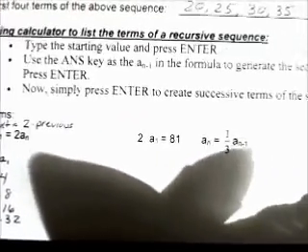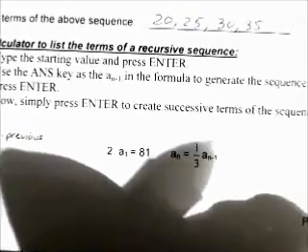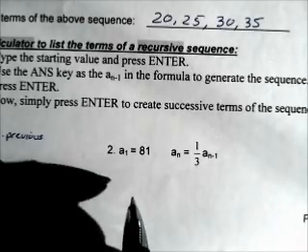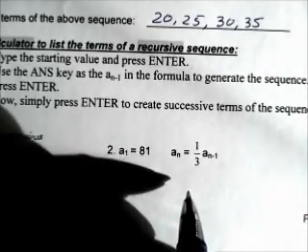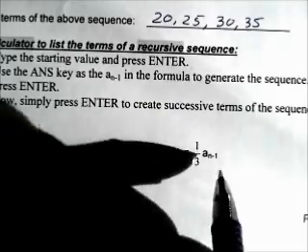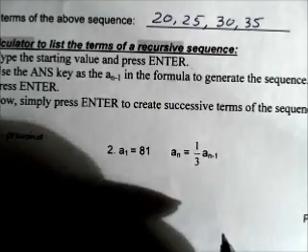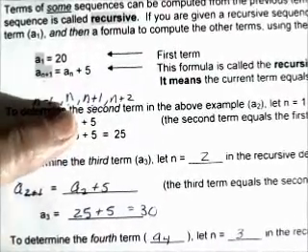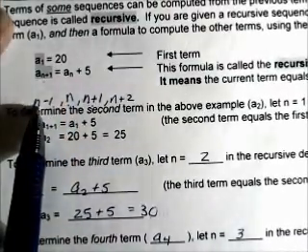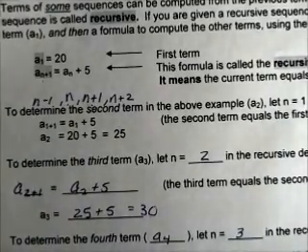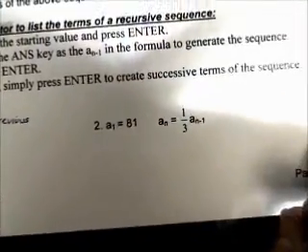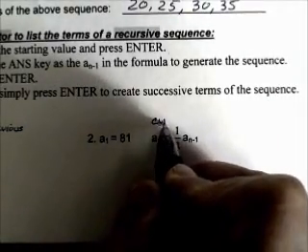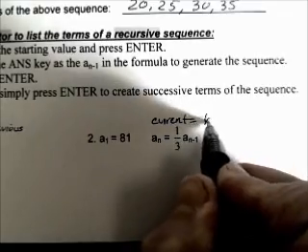The next one. A sub 1 equals 81. A sub n is equal to 1/3 a sub n minus 1. Remember, if a sub n is the current term, then what came before it was n minus 1. So we have here our current term equals 1/3 the previous.